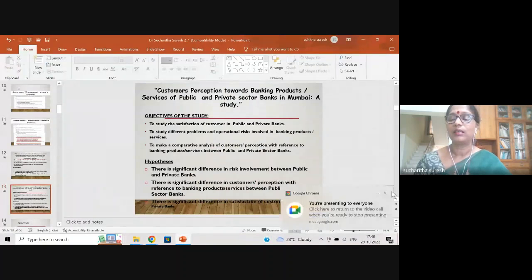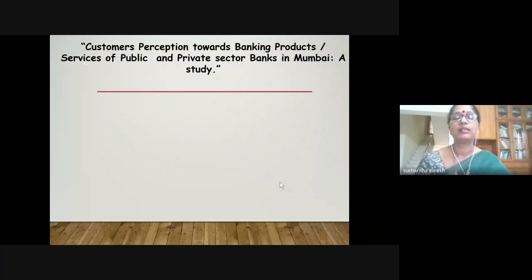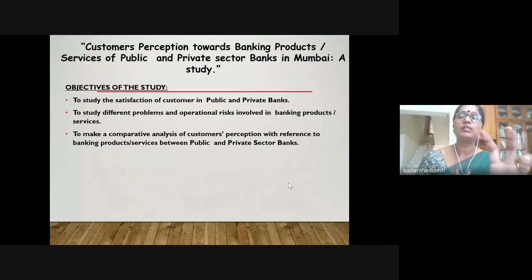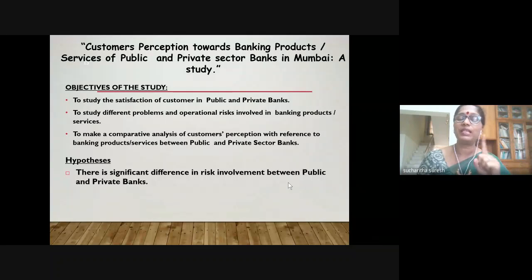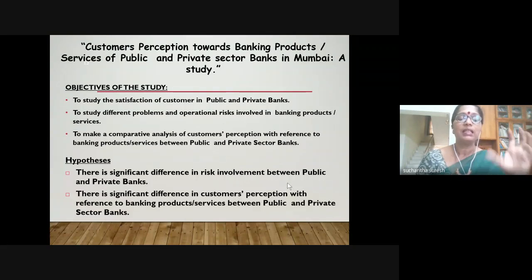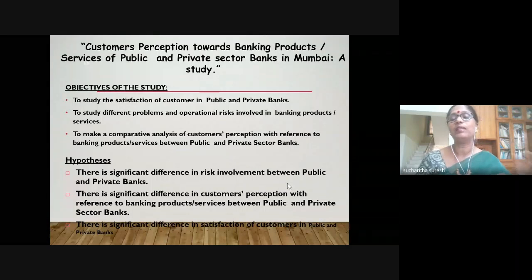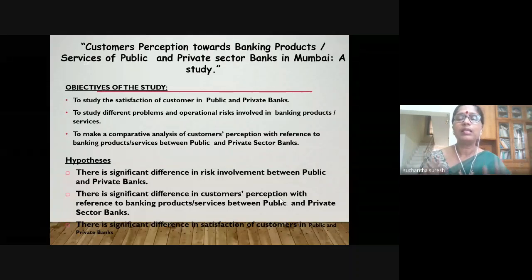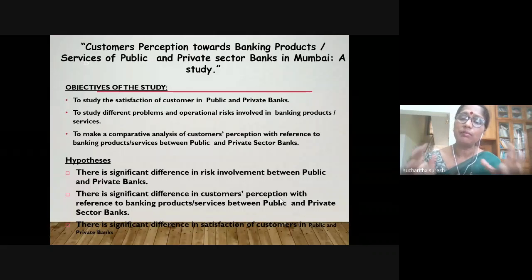That's the reason I have taken this particular problem, because it is private sector and public sector. So we are talking about there is a significant difference in risk involvement between public and private banks. There is a significant difference in customers' perception with reference to banking products and services between public and private sector. Similarly you can have that. So the main motto here is there is significant difference, public and private sector. Now whether you can have some association concept also here, of course we can have.